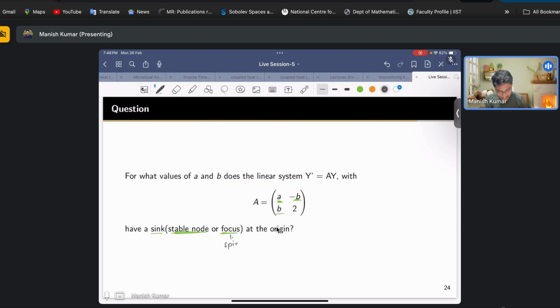I mean, you just have to find the condition to make the eigenvalue. So you recall, for a stable node, what do you want? So for node, you want first thing is that it should be real eigenvalue. Okay, and of same sign.